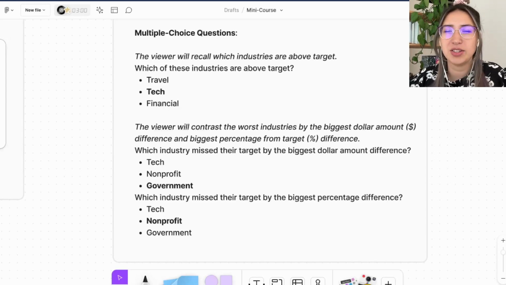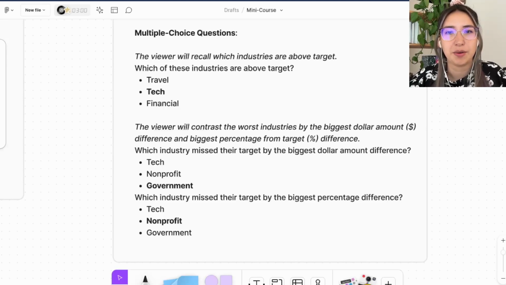There are other ways you could make a multiple choice question, like which three industries are above target, and then list three industries in each answer. But I went with this one because it's a little bit more simple, and hopefully, if somebody answers this correctly, they understand which ones are above target.